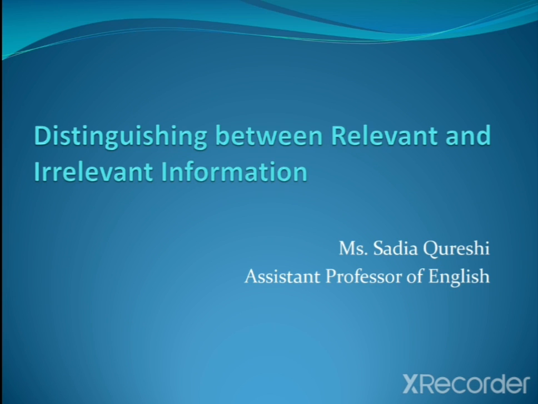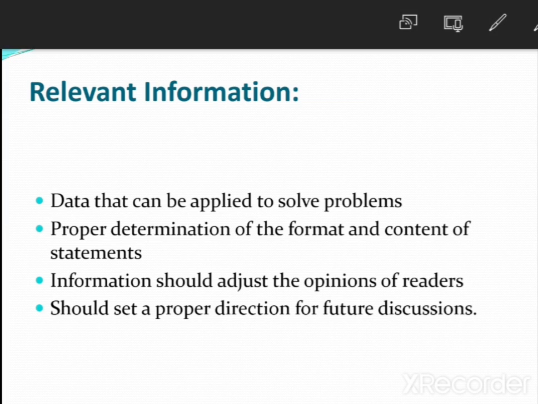Dubai Mahal Road, Bahawalpur. Today we are going to talk about how to distinguish between relevant and irrelevant information. Relevant information means that the data that can be applied to solve problems is relevant data. It means that if the data is able enough to solve all the questions that are given at the end of the story or the paragraph or the article, and you are able to solve all those problems through the data, it means that data will be relevant data, or that information will be connecting information.